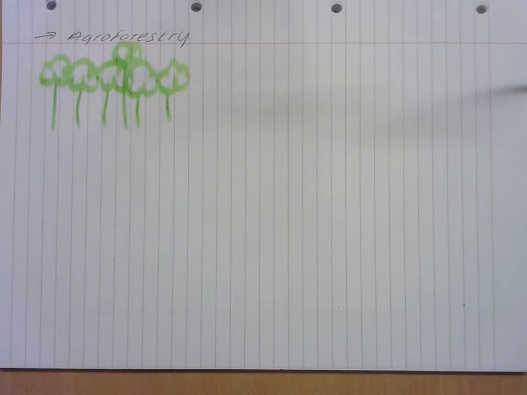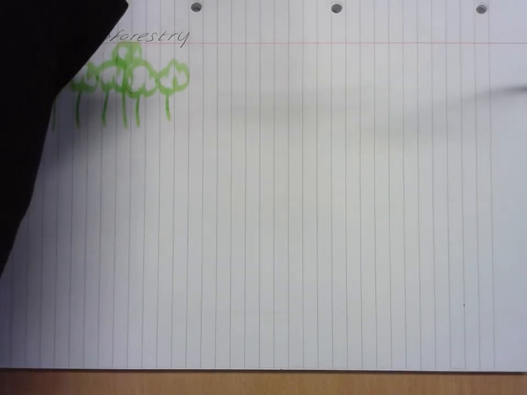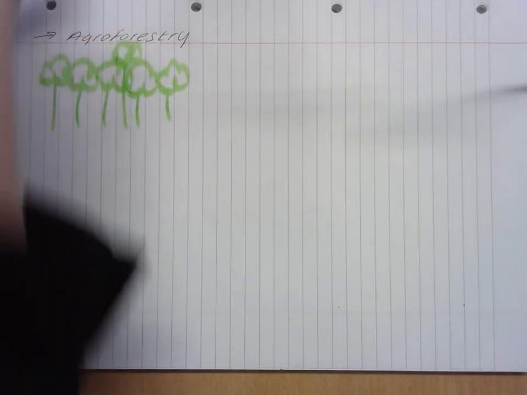What colour am I going to have for my crops? Shall I have... I can't have green because I've already got that. Orange is a bit sinister. I'll have blue crops, right?